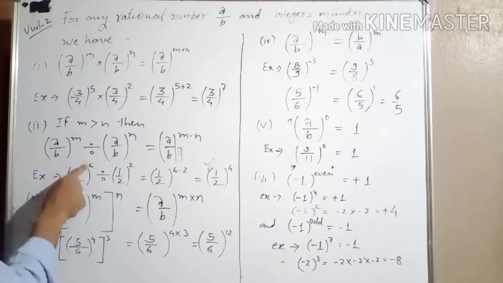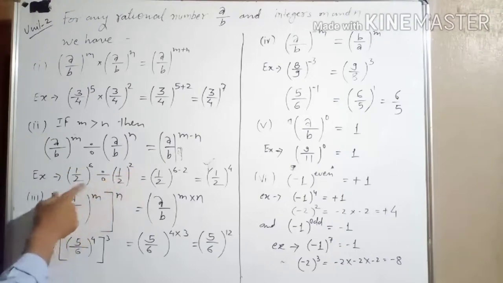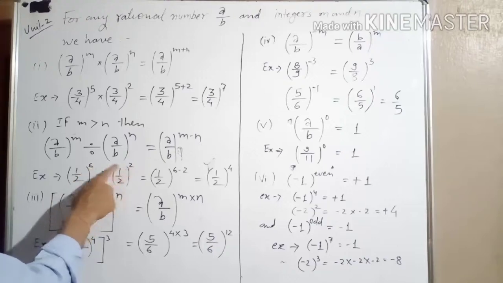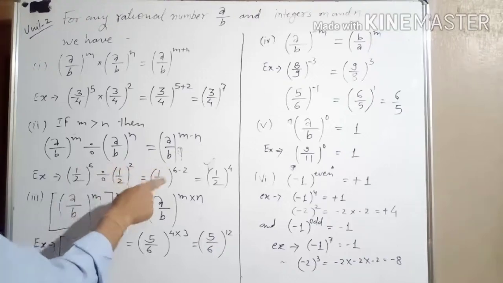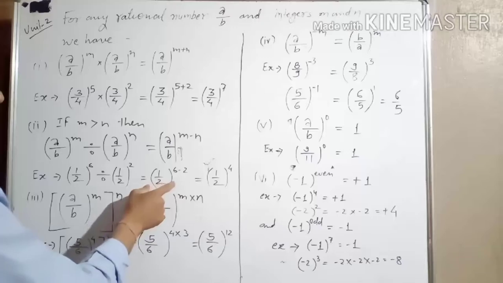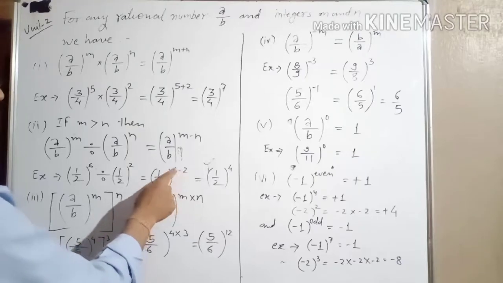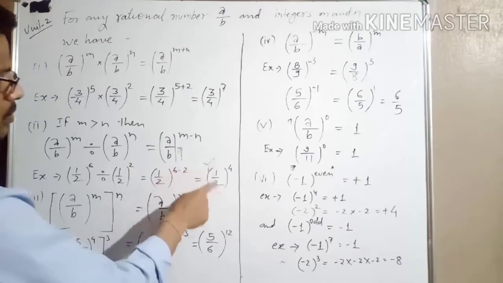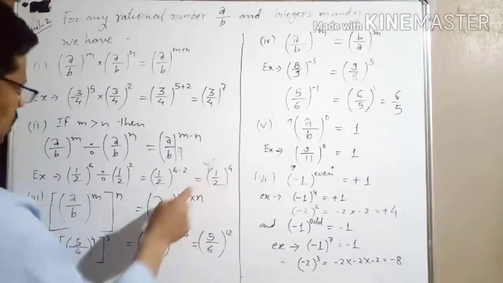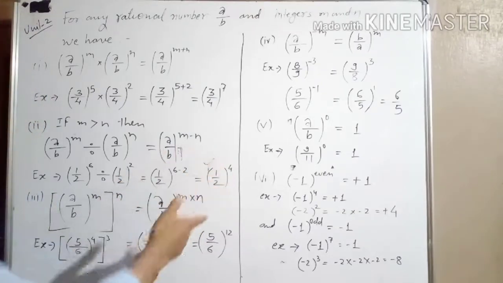With the help of this example, you will be able to understand. (1/2)^6 division (1/2)^2. Here bases are same. There is a division sign. The power will be subtracted: we can subtract 2 from 6. So we can write here (1/2)^(6-2). When you subtract 2 from 6, what do you get? (1/2)^4. This is your answer. Also, you can simplify.